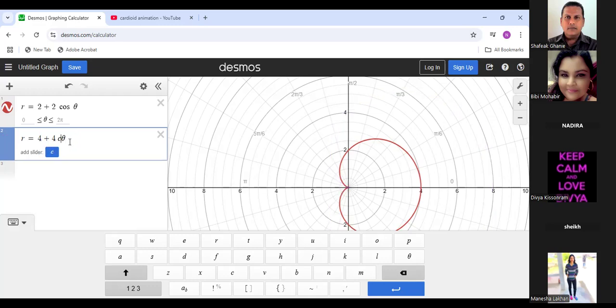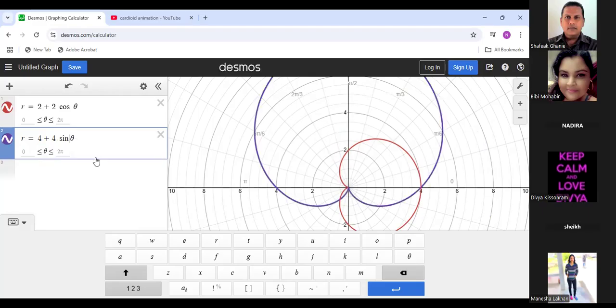Now, what if we change from cos to sine? See what happens there? The orientation changes, so it's vertical.